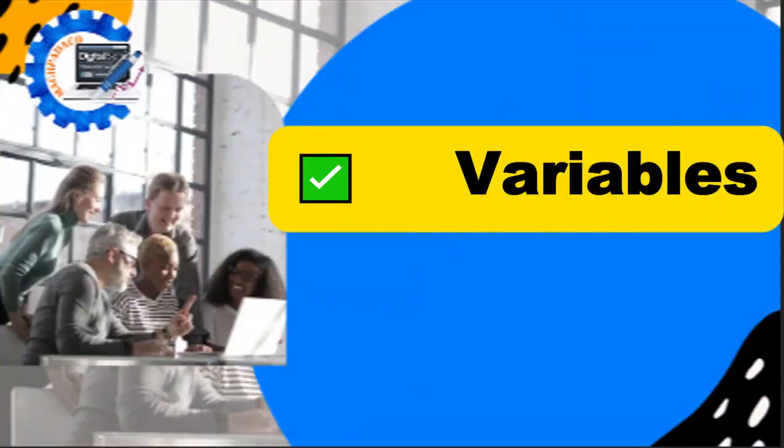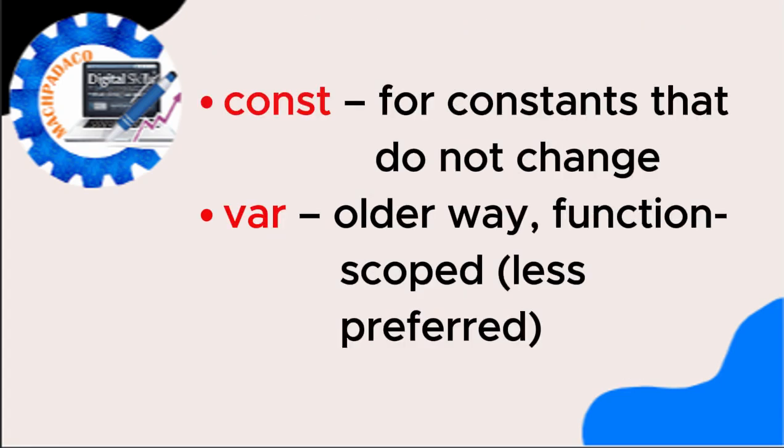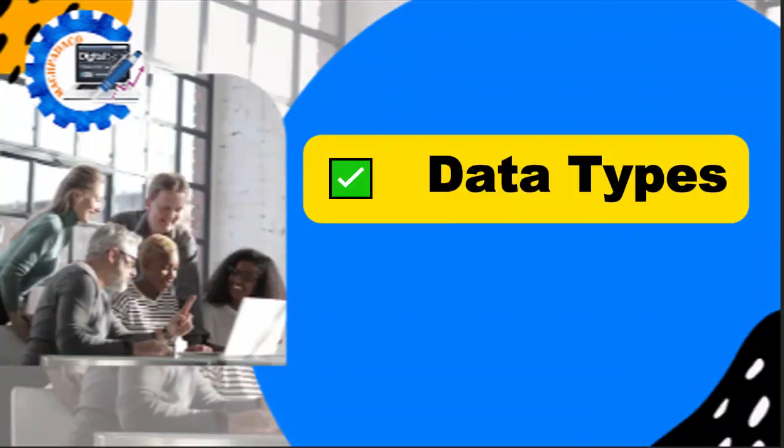Variables. Variables are containers for storing data values. In JavaScript, we use let for block scope variables, which is recommended; const for constants that do not change; and var, the other way, which is function scope and less preferred.